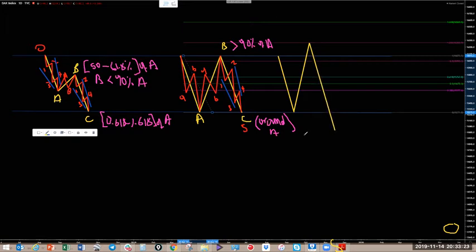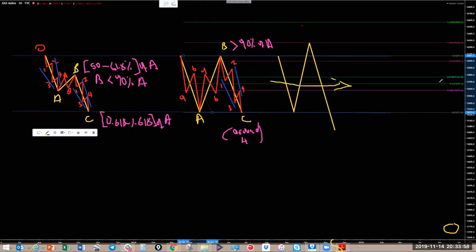What does this make? Let me just delete here so we can clean it up a bit. That is a C on a regular flat. Now this is an expanding flat. Can you see the difference with an expanding flat? It is still a flat. It is still a flat correction like that.